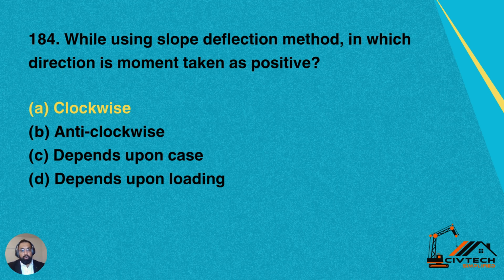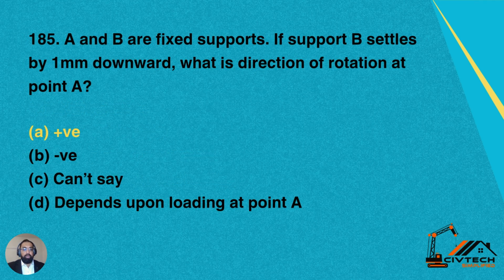Question 184. While using slope deflection method, in which direction is moment taken as positive? Option A is clockwise. Option B is anti-clockwise. Option C depends upon case. Option D depends upon loading. So in case of slope deflection method, the moment in clockwise direction is taken as positive, while in anti-clockwise it is taken as negative. So A here is the correct option, which is clockwise.